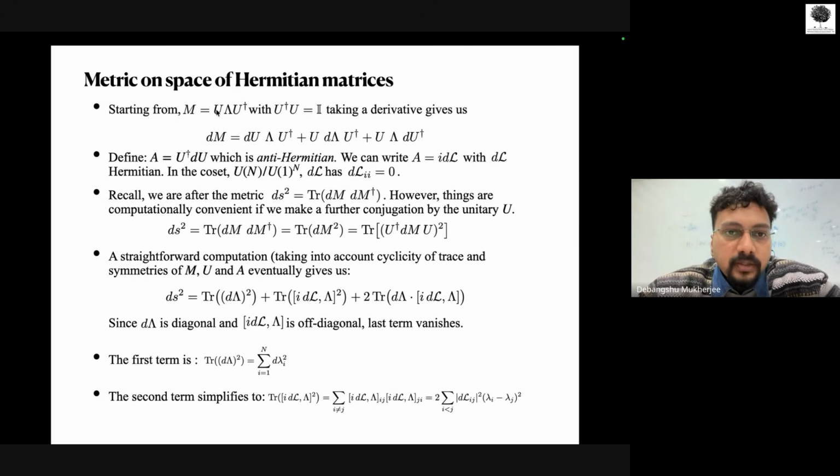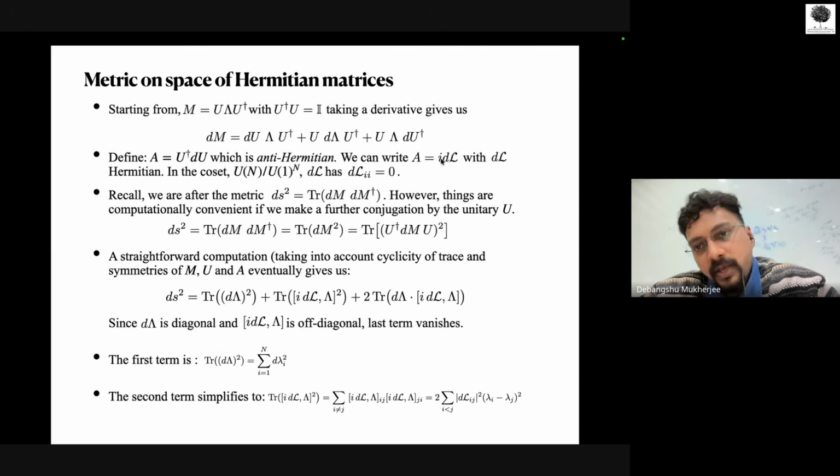Okay, now that we have started from this, we have done this conjugation, and U is a unitary. Taking a derivative gives me this form of dM, where these three terms effectively come from applying the derivative operator via the Leibniz rule. You simply apply the product rule. Now, at this point, define this particular object A, which is U dagger dU, which is anti-Hermitian. The moment you see A, U dagger dU, to be anti-Hermitian, you can immediately declare that A has to be of this form, where you have i multiplied by something Hermitian.